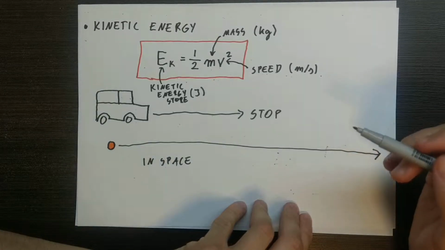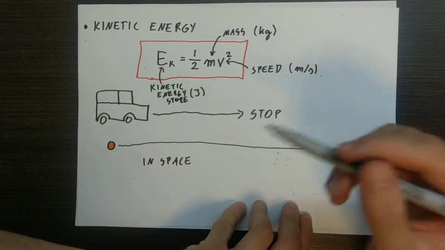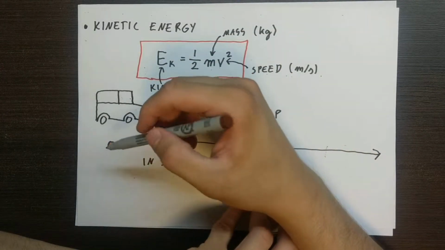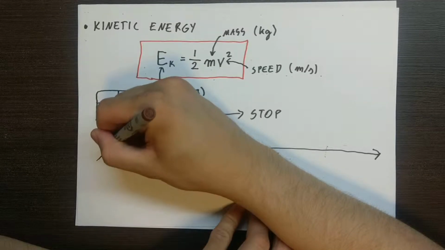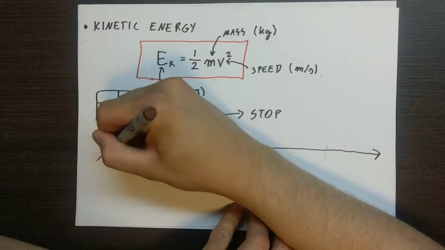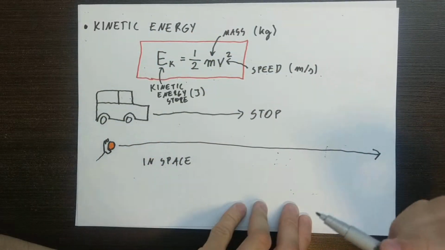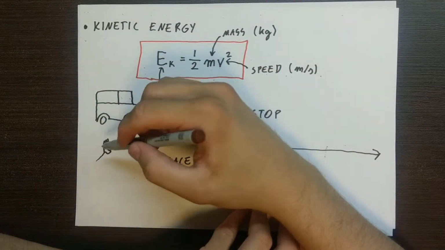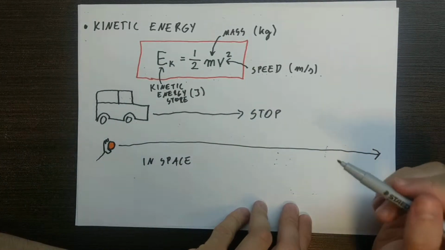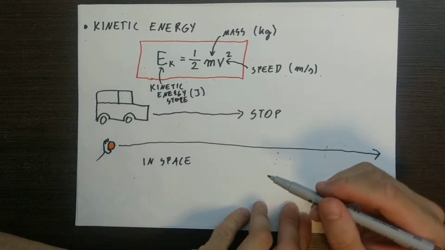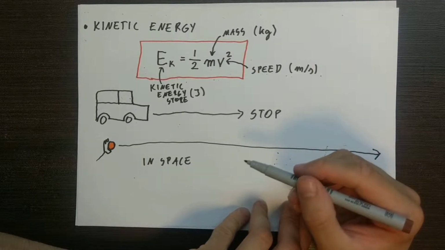Well, in order to explain that, let's think about a different scenario. Let's think about a ball. Actually I will add a hand here. My artistic impression of a hand. Okay, so we throw a ball in space. What are we doing? We are transferring kinetic energy from our hand onto the ball.